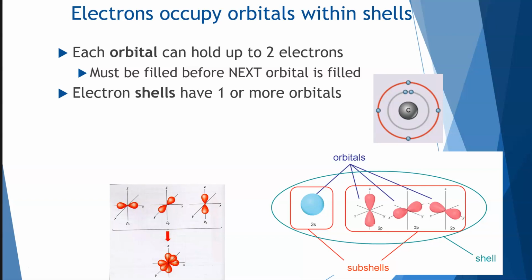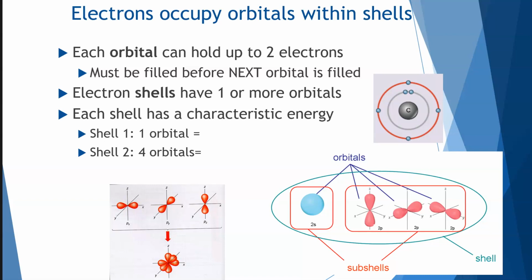Electron shells have one or more orbitals. As long as you have more than 2 electrons, you're going to need another shell. Each shell is going to have at least one orbital. Each shell has certain characteristics. The first shell has one orbital, which means it can hold up to 2 electrons. The second shell has 4 orbitals, which means it can hold up to 8 electrons. Remember, each orbital can hold 2 electrons, so if we have 4, it's 4 times 2, we got 8. For one orbital, 1 times 2, it's going to be 2.